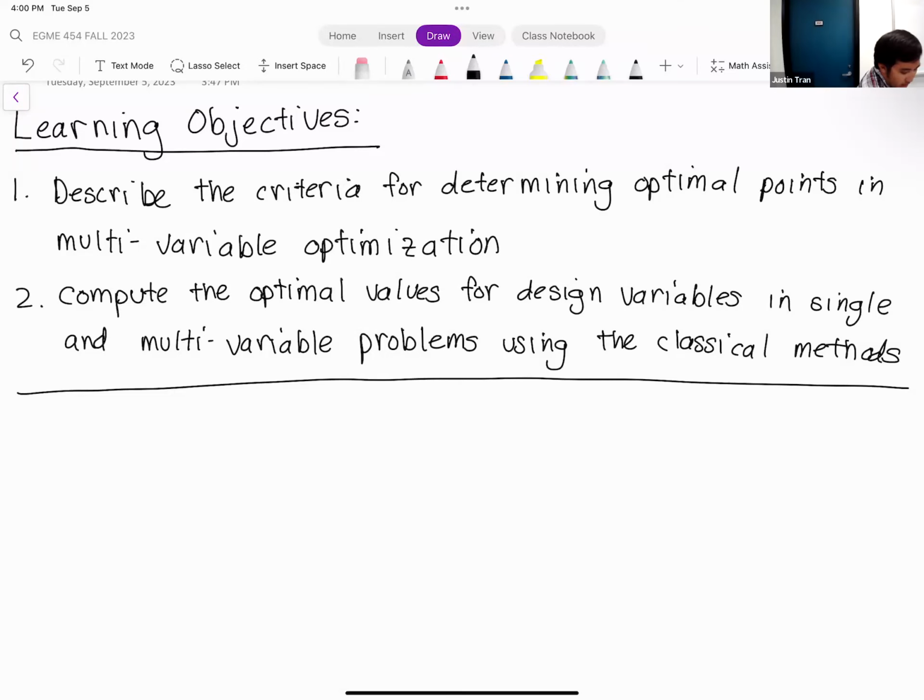So the plan for today is we're going to continue with our lecture notes. We're in the middle of classical optimization. We did one brief, very simple example last Thursday, so we're going to do a couple more examples today for the single variable case, and then we'll move on to the multi-variable case.